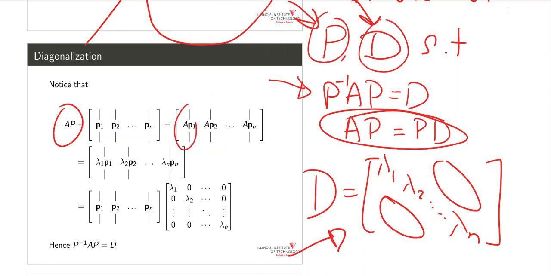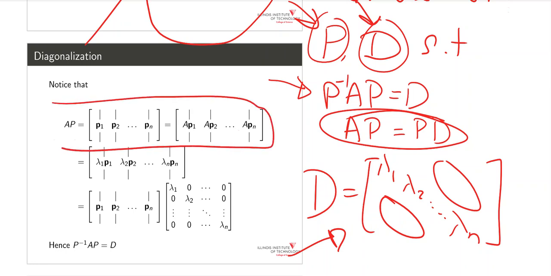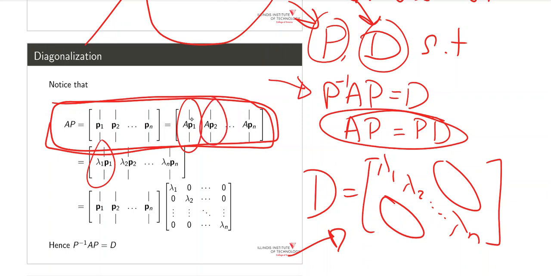Because all the columns of P are eigenvectors, this first step is the same as before. This is just matrix multiplication, nothing to do with fancy eigenvectors. But my P here is a special P. So AP1 gives me lambda 1 P1, AP2 gives me lambda 2 P2, and all the way to APn, which gives me lambda n Pn.